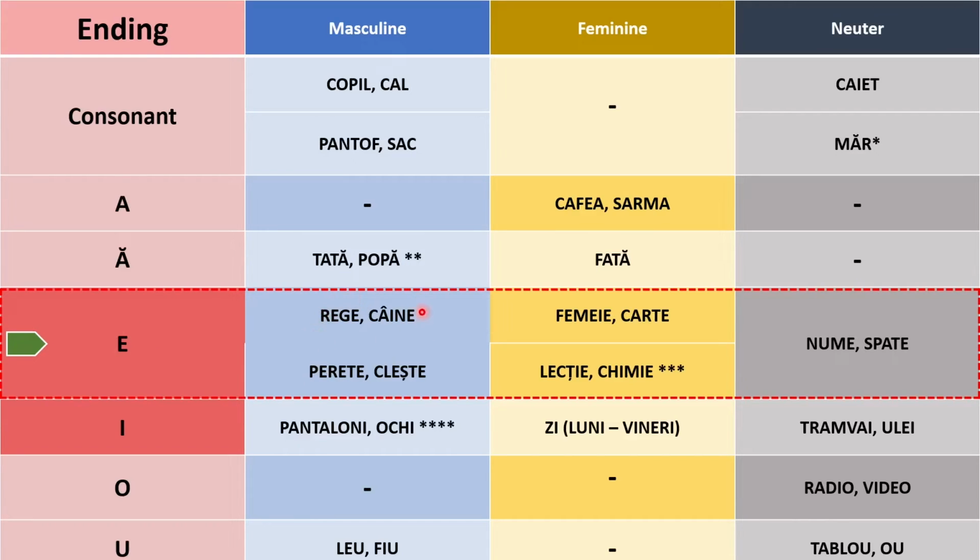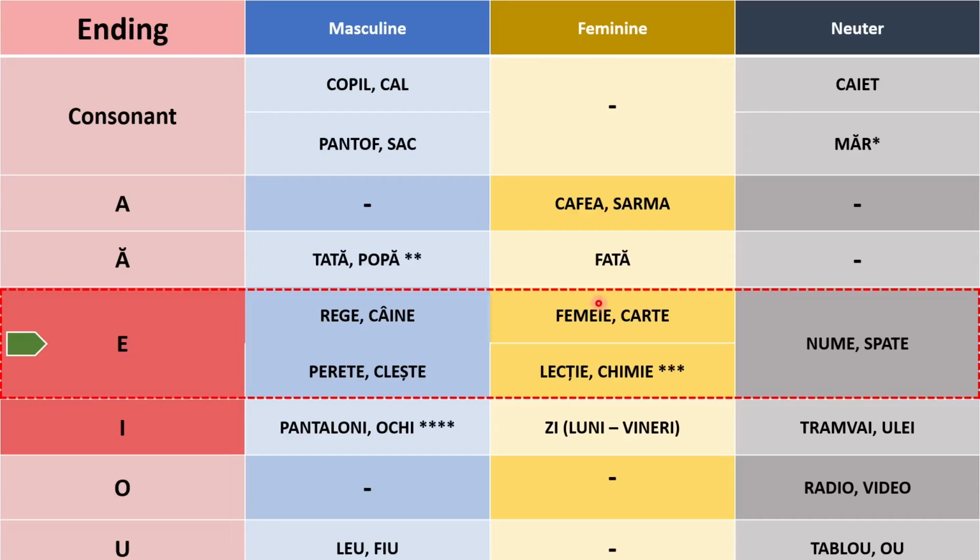Things that are alive, or like people, yeah, and animals: rege, king, câine, dog. But also there can be things that are inanimate, like perete, wall, clește, tongs, the one that you use in the kitchen. Then under feminine, you can have also some very interesting examples. Here, femeie and carte, right? You will see why I put those 3 asterisks here in a second.